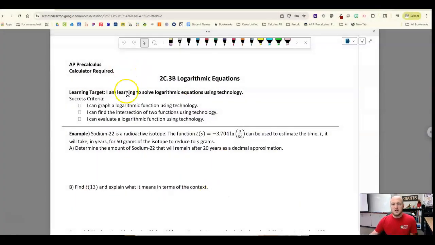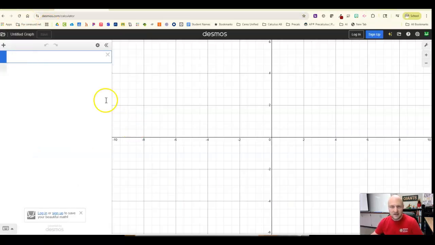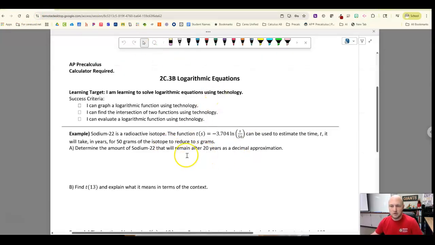So, we are going to go ahead and solve logarithmic equations using technology, and you'll be successful if, one, you can graph a logarithmic function using technology. Again, we'll go over two different tools here. Two, you can find the intersection of two functions using technology, and three, you can evaluate a logarithmic function using technology, okay? So, at this point, you may want to have your graphing technology nearby. You can go to desmos.com and open up a graphing calculator. It looks something like this, or have your other calculator nearby, okay?